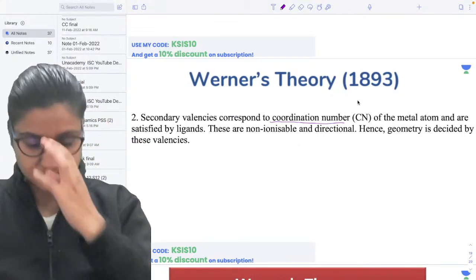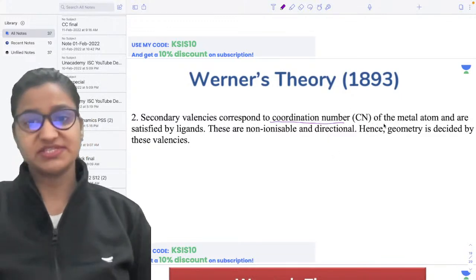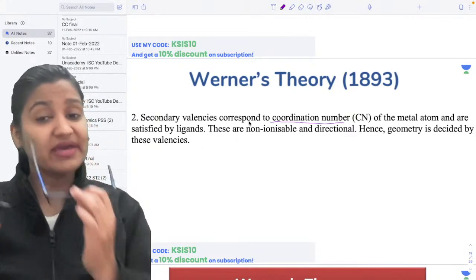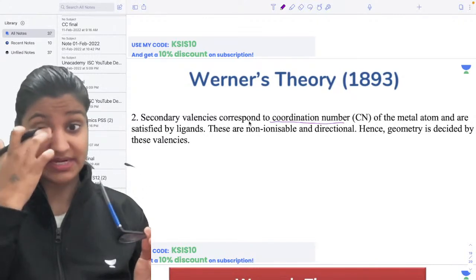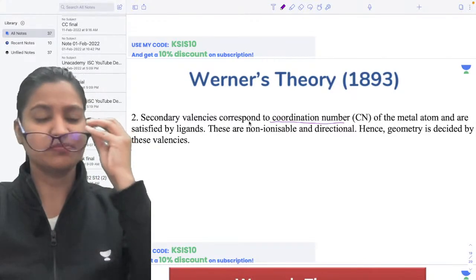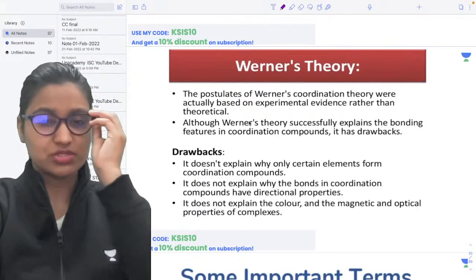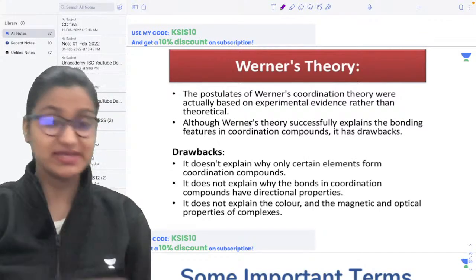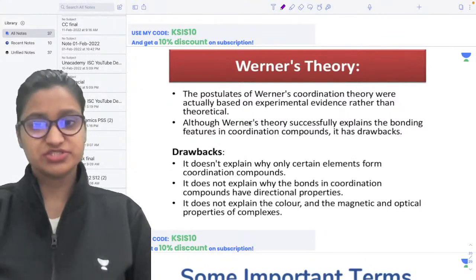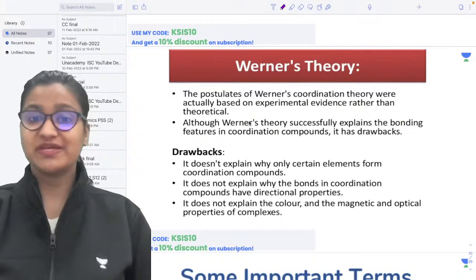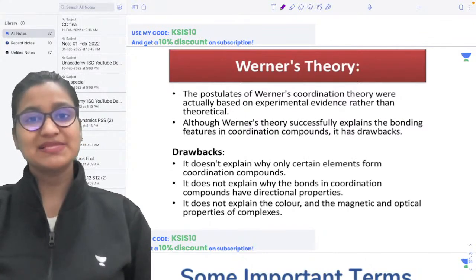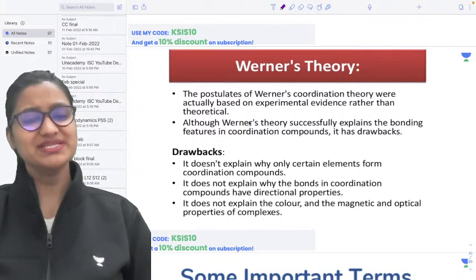So secondary valencies correspond to the coordination number of the metal atom and are satisfied by ligands, right? These are non-ionizable and directional, so hence geometry is decided by these valencies. We will discuss about them. Now, could Werner's theory explain the bonding? According to the postulates of Werner's theory, it was based on experimental evidence rather than theoretical, and he was quite successful in explaining the bonding of the coordination compounds.